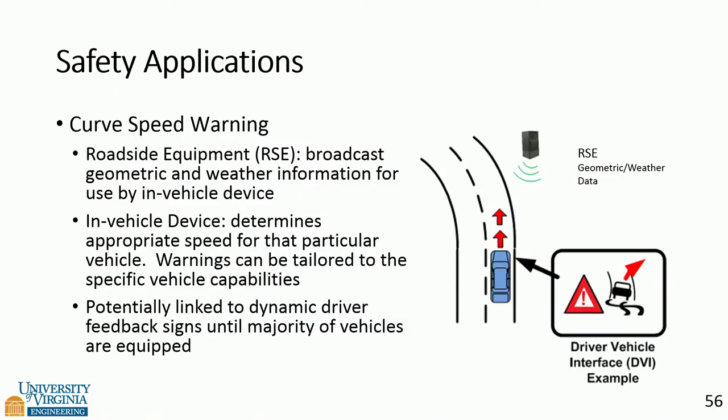Speed warning is another interesting area. Once you know the geometry conditions where you are, you can definitely give this kind of warning. Single vehicle run-off-road crashes happen in the curve when you're not paying attention to it. Let's keep going.